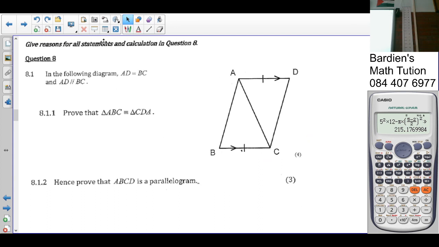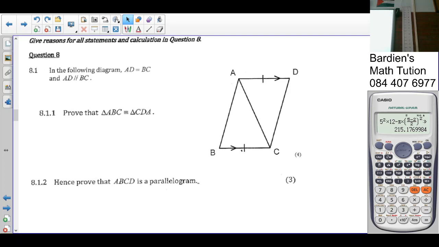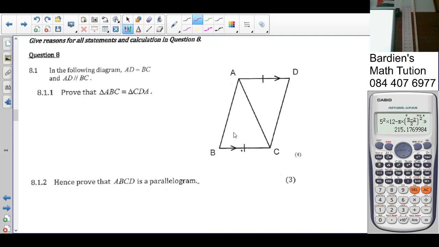Okay. Give a reason for all statements and calculation. Question 8. The following diagram, we are told that AD is equal to BC, and those lines are parallel. The first question says, prove that triangle ABC is congruent to triangle CDA. There are 4 cases of congruency. Side, side, side; side, angle, side; right angle, hypotenuse, side; and side, angle, side. Right. So, looking at this here, it's going to be A, B, C.